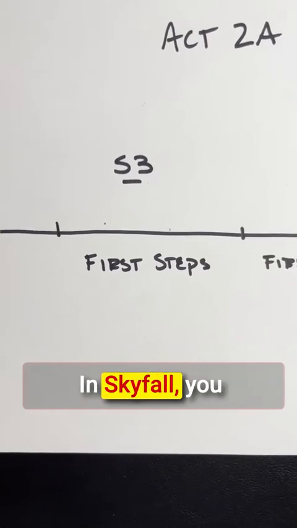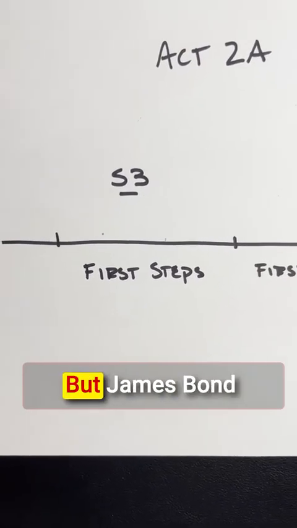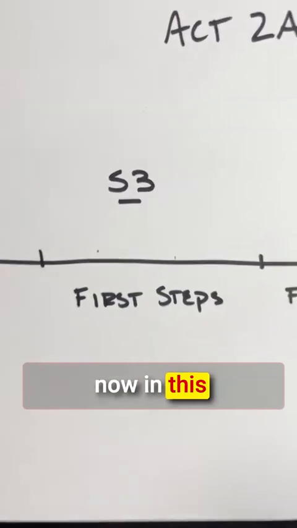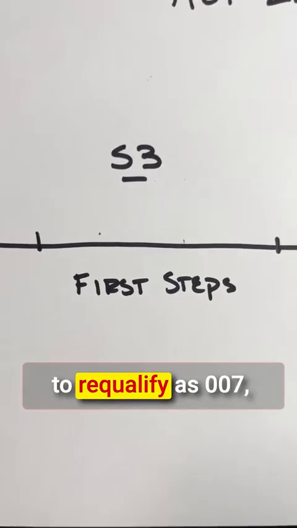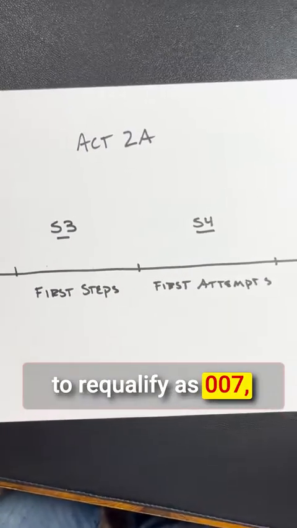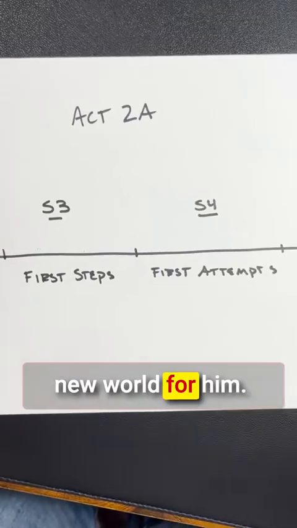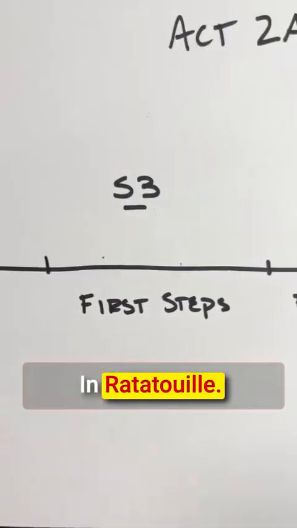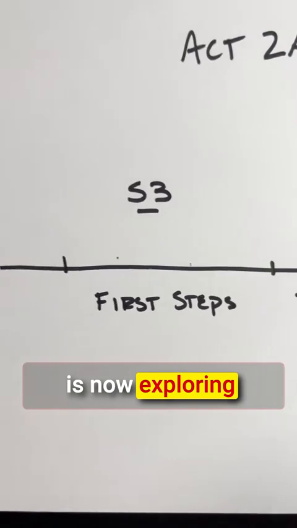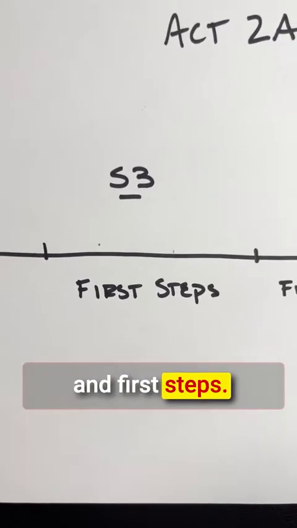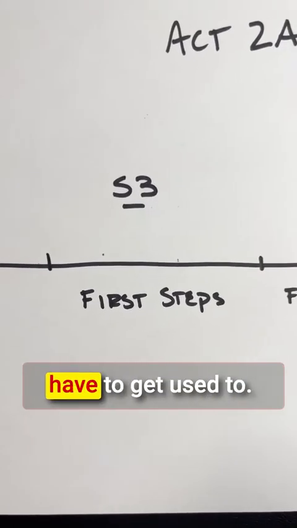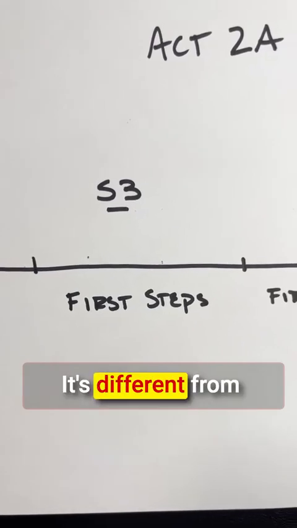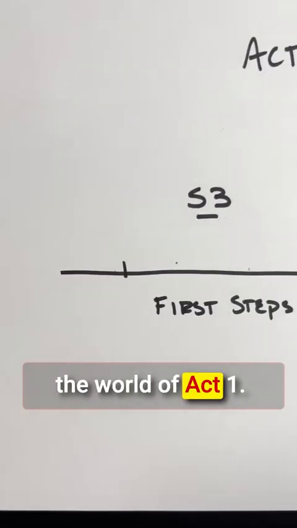In Skyfall, you have James Bond, but James Bond now in this particular movie has to requalify as 007, which is a strange new world for him. In Ratatouille, Remy is now exploring the kitchen in first steps. That is the strange new world they have to get used to. It's different from the world of Act 1.